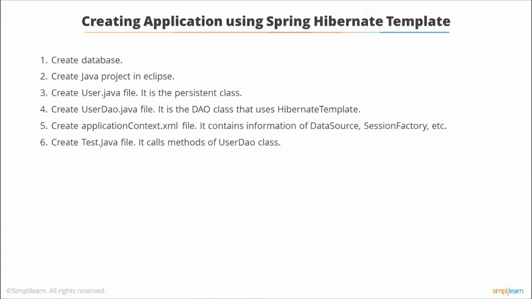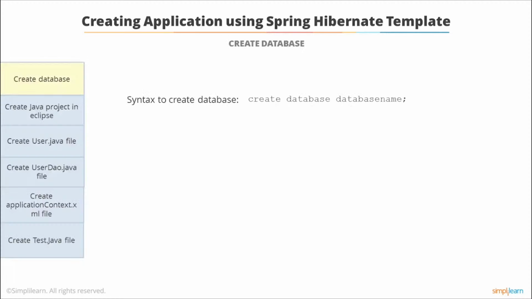We create a database, we create a Java project in Eclipse, we create the user Java file, which is the persistence class, we create the user DAO Java file, which is the DAO class that uses Hibernate template, we create the application context, which contains information of the data source and session factory, and then we create the test Java file, which calls methods of the user DAO class. Here, this is how we create the database.